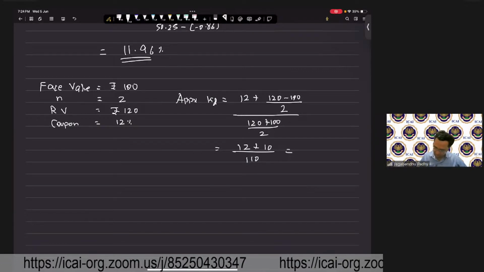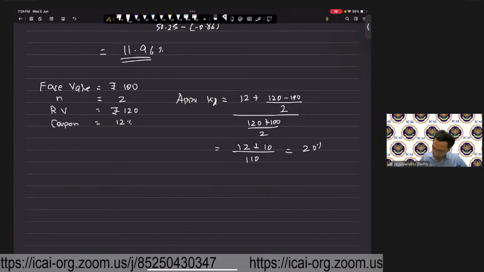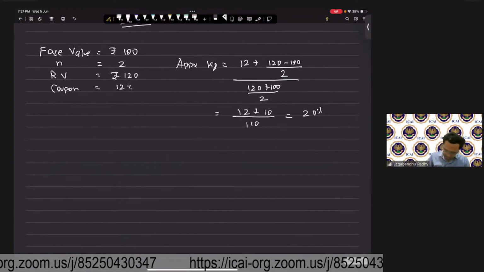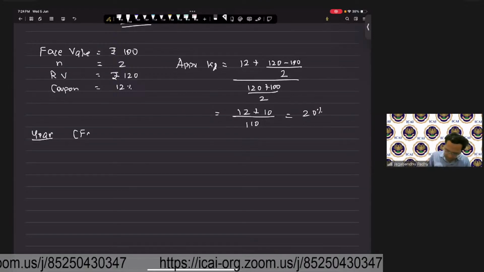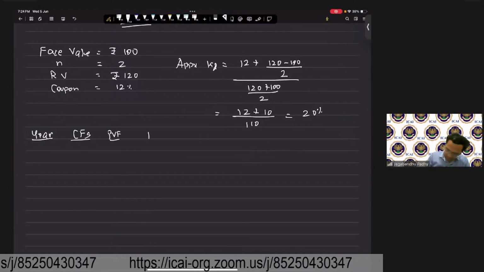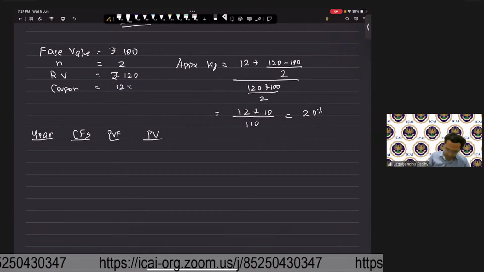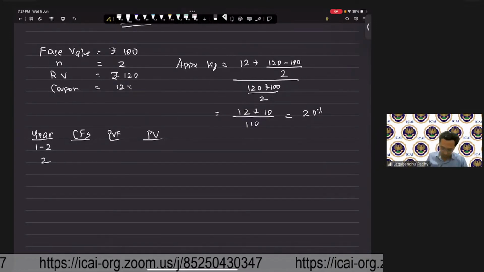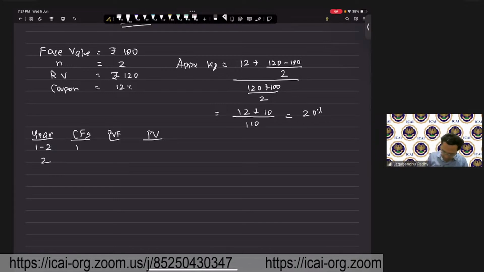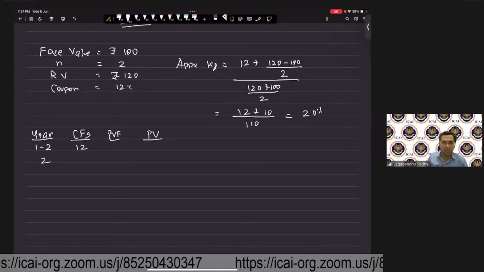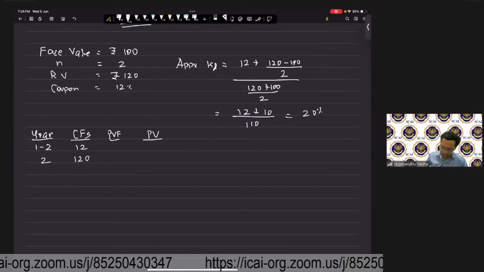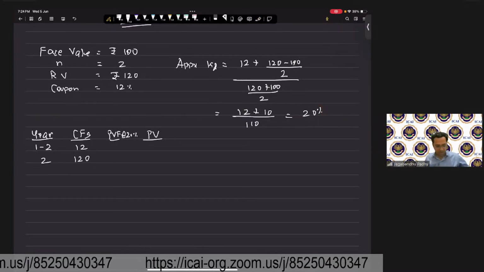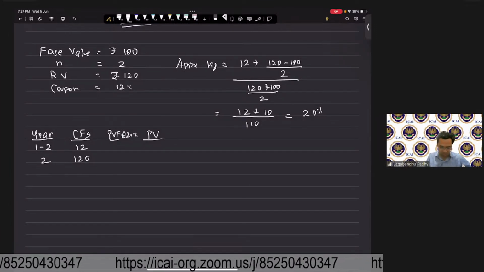We get the approximate cost to be equal to 20%. Now, how to get the exact thing? For that, we'll have to compute the IRR. So we'll write down the year, the cash flows, the PV factor, and then the present value. We take year 1 to 2, with the second year being the redemption value. Cash flows are going to be 12 each year, and in the second year, the redemption is happening at 120. We want the present value factor at, since the approximate rate was 20%, let me just take it as 20% itself. And let's get the PV factors: 1 divided by 1.2.